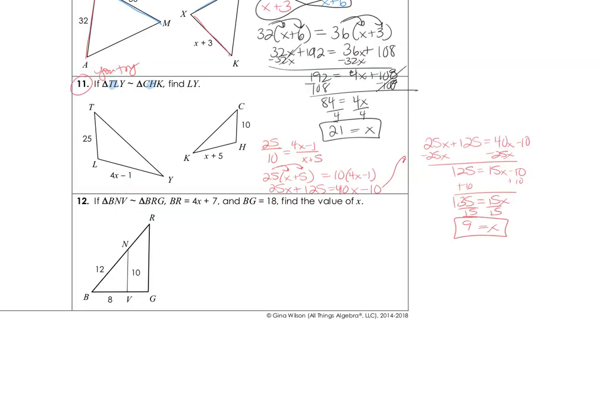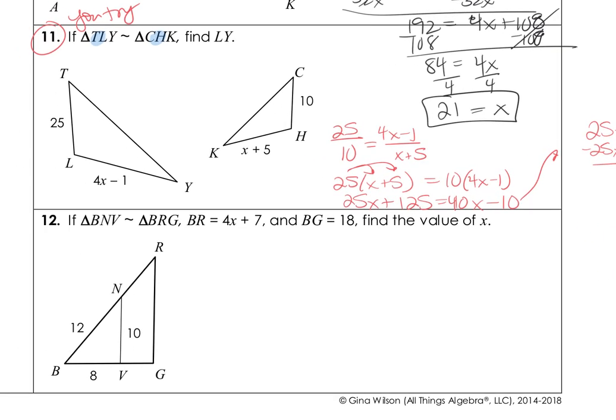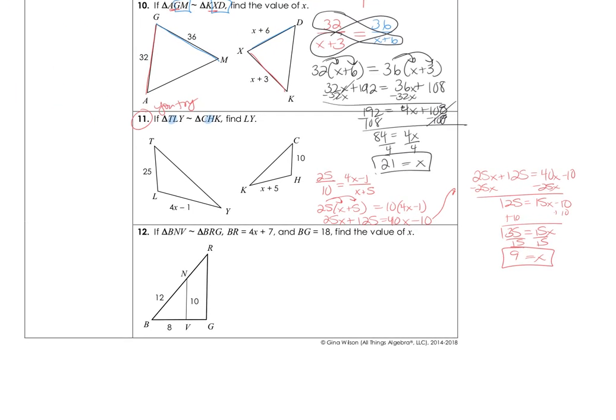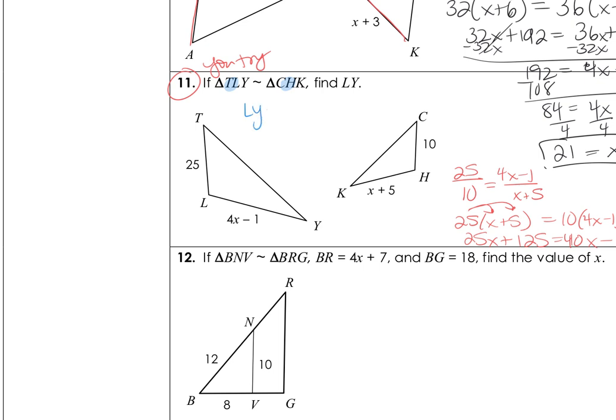Okay, guys, so I set up my proportion of 25 over 10 equals 4x minus 1 all over x plus 5. We did our cross multiplication, and I worked off over to the side, and I got x is equal to 9, which is great. That, however, is not the answer to this question because they want you to find LY. So make sure we're reading those directions. We've got one final step. We're going to plug it into the expression for LY, which is 4x minus 1. I got x is 9, so 36 minus 1 is 35.